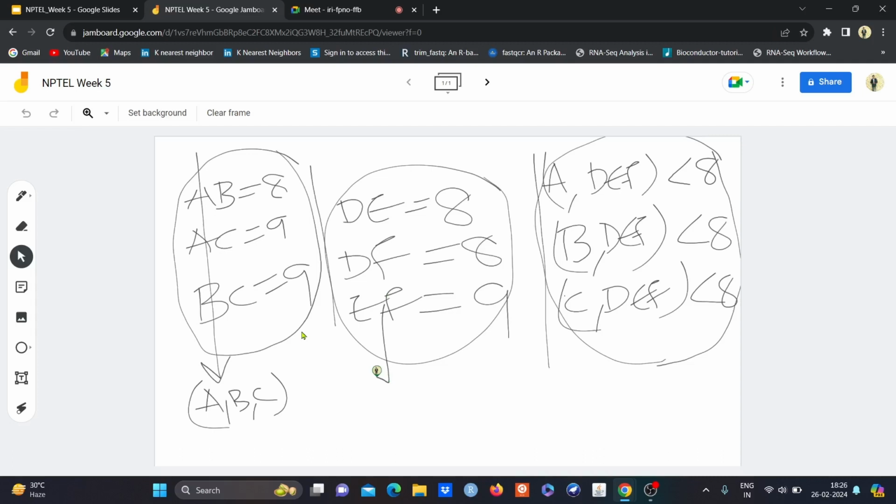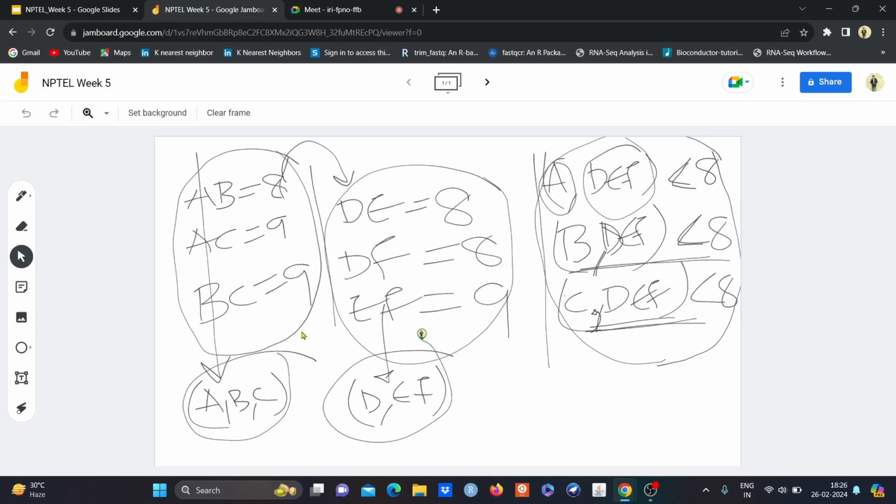next we have D, E, F, and when we observe inter-cluster similarity, the similarity of A with any one of D, E, F is less than 8. B with any of D, E, F is again less than 8. C with any of D, E, F is again less than 8. So now here we have two clusters. Cluster 1 could be ABC and cluster 2 could be DEF.